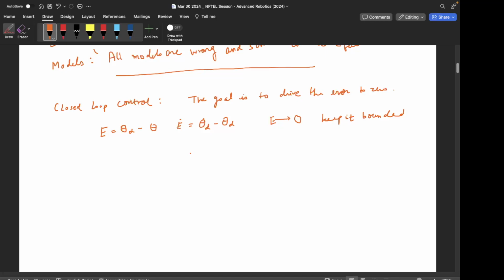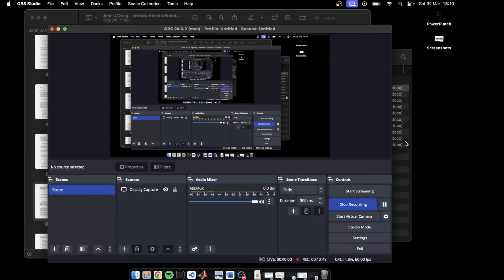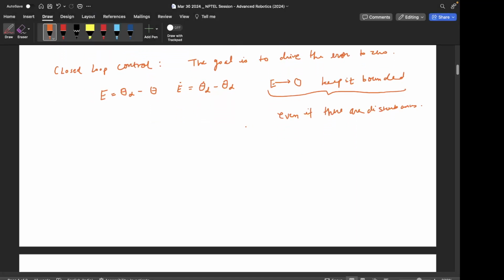In some cases we are able to get mathematical proofs that the system is bound to be stable, and in some cases we get some simulation or experimental results also, right? And yes, even if there are disturbances, it should be able to achieve this. So this should be achieved even if there are disturbances. All right.